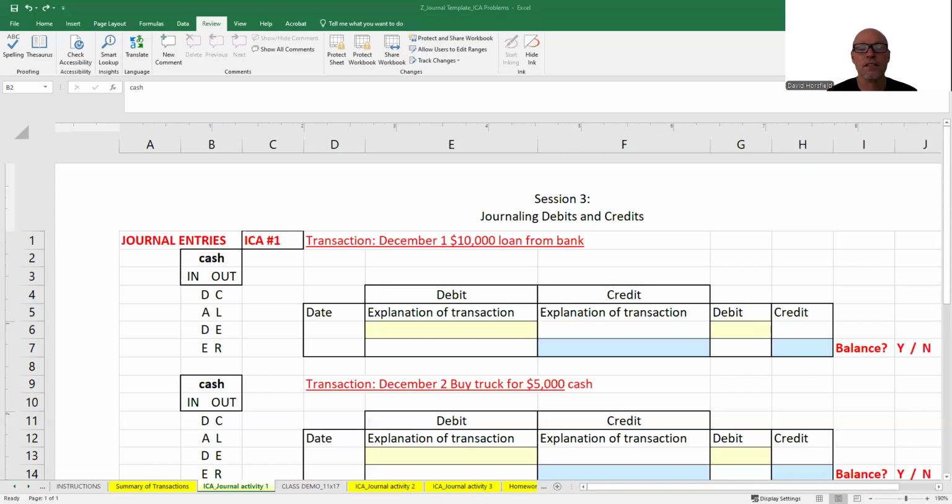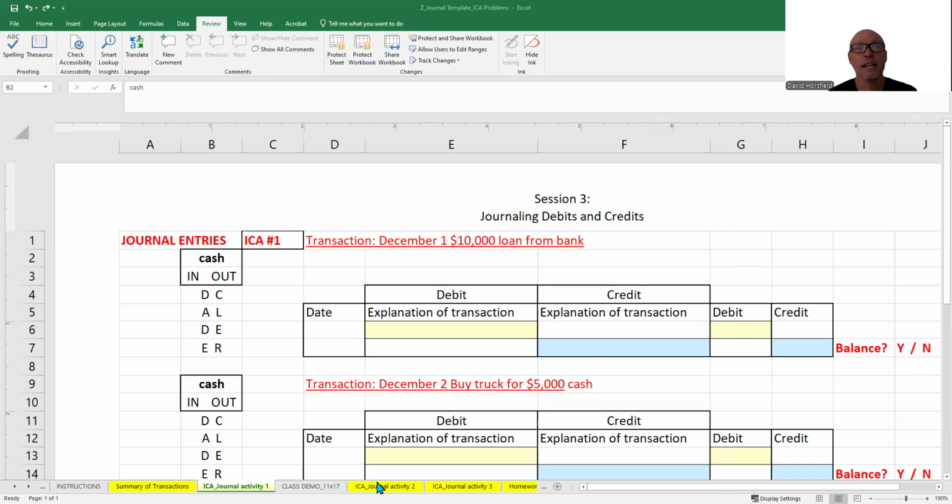Okay, so this journal worksheet is what we're going to use as the precursor. This is the training wheels version. If I give you a quick tour of this worksheet, up here in the top left-hand corner, you can see this is all about journal entries. And up here in the middle of the page at the top, session number 3. That's where we're at in the course. ICA number 1 means the integrated content activity number 1. Yeah, that's a mouthful. All you need to know is number 1 is where we start.